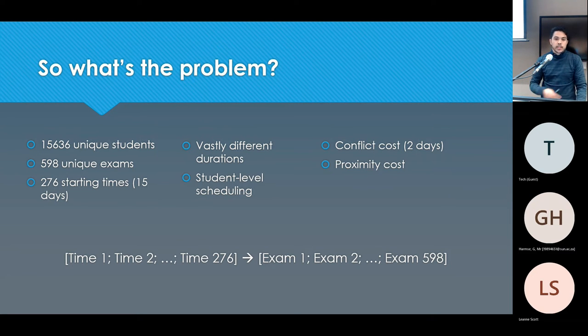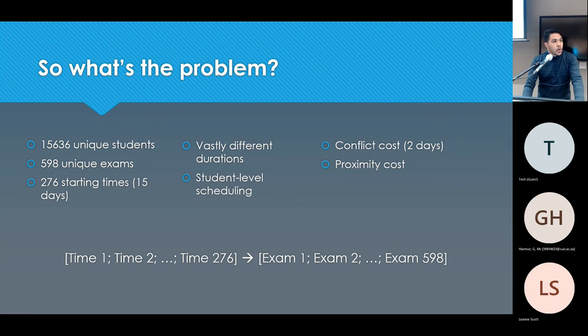So based on that, we get the recorded reality, which I'll call it. What problem can we actually create from the data available? After data cleaning, I had just under 16,000 unique students and just under 600 unique exams. So this was about 60,000 entries, if we think of an Excel file, when all the data was merged. And then I'm looking at 276 starting times. The November examination period spanned over 15 days, and exams are scheduled to start between 8 o'clock and 5 o'clock, each half an hour, between Monday and Thursday, and 8 o'clock and 3 o'clock on a Friday. So if we append all those starting times, we get 276 starting times.